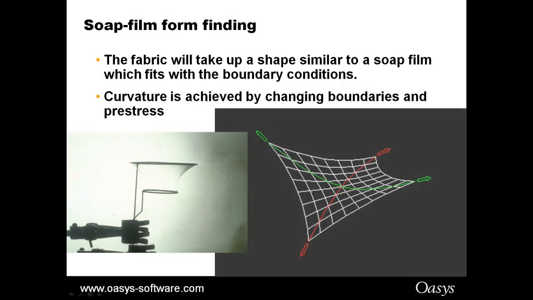So soap film form finding, first of all. The name gives you a clue. Soap film is a mathematical model of a soap film, and a soap film basically wants to achieve its minimum surface area, or minimum surface energy, as it is sometimes referred to. Soap films have no stiffness in their own right, and we model these by having a soap film model for 2D elements, and there's an elastic band type model for the 1D elements.